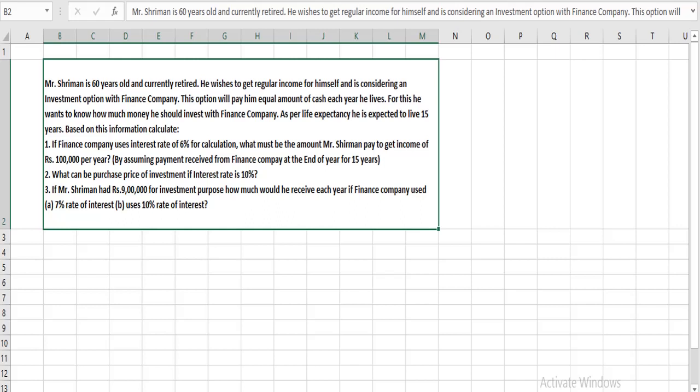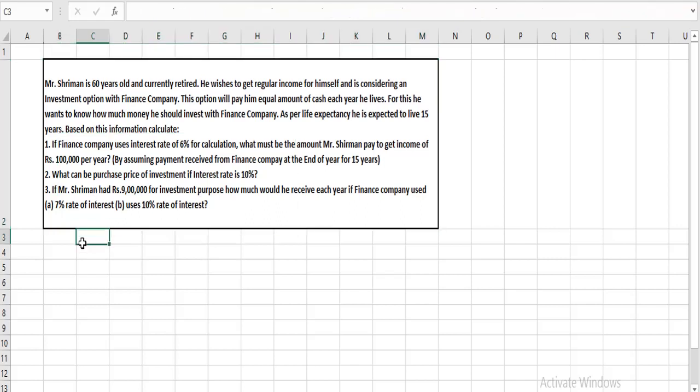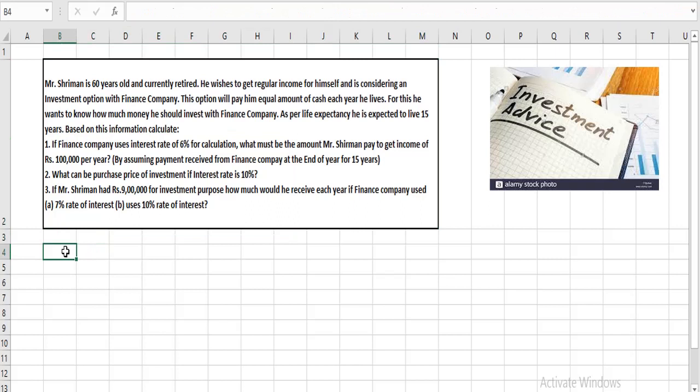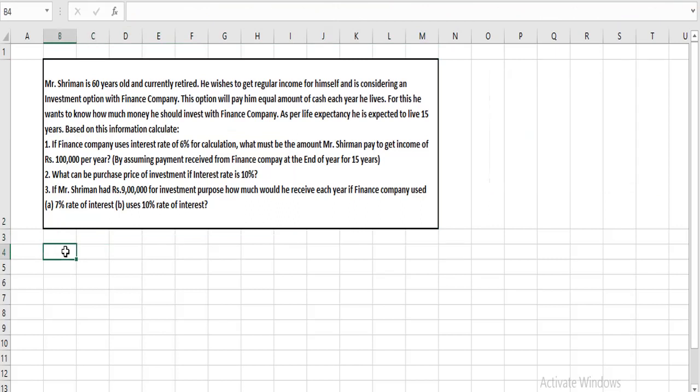We have different investment alternatives and our job is to find out which option would be better, which option we can suggest to the client. So let us discuss this case.